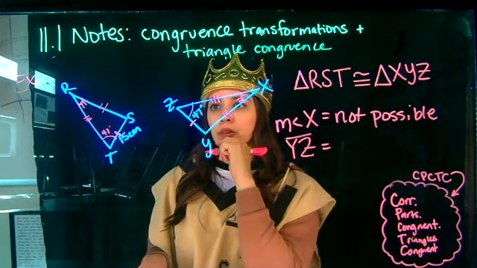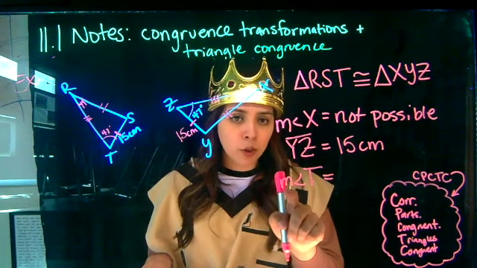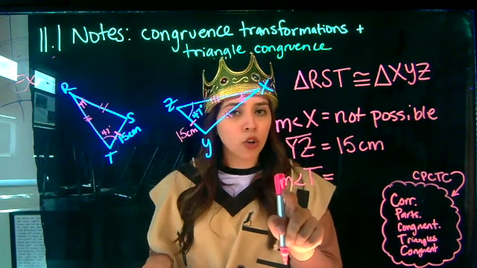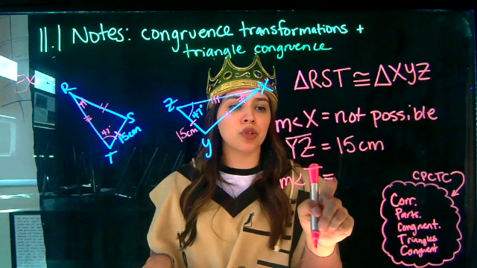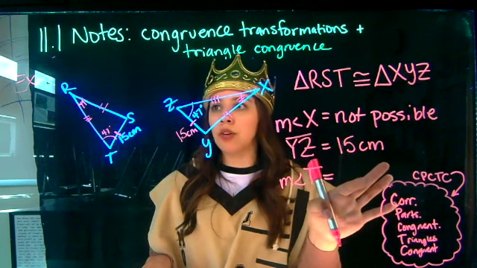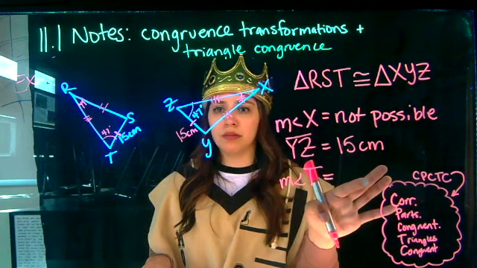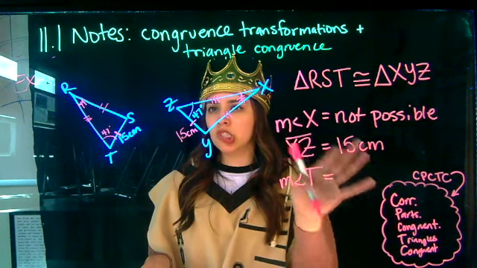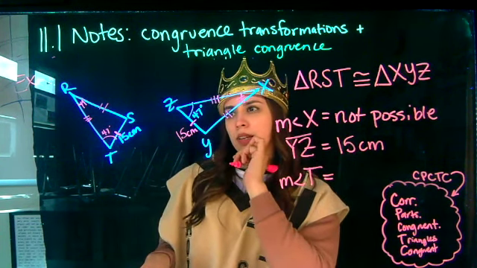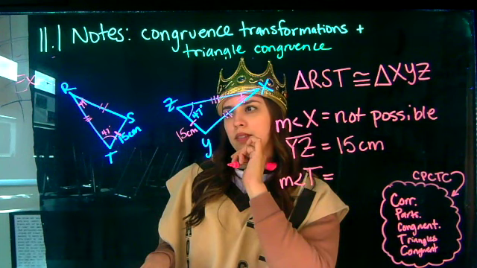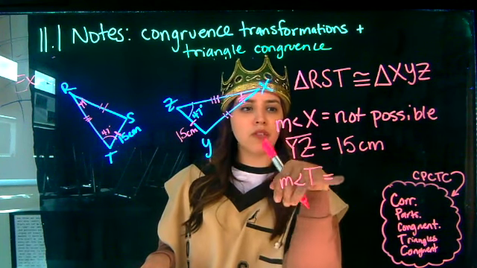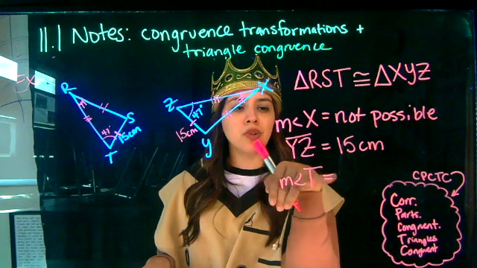The next piece of information is the measure of angle T. So whenever you have that M, remember they're asking you for degrees. It wouldn't be correct to say it's congruent to the measure of angle S. We couldn't say that. We need degree measures.